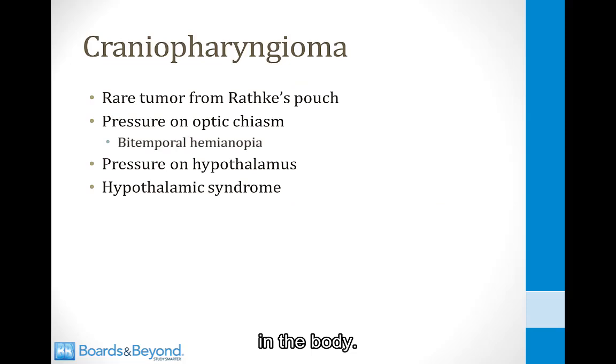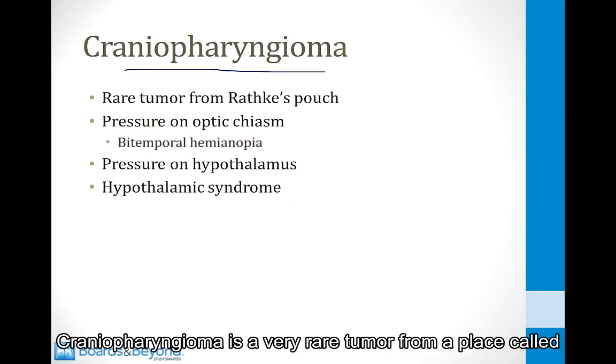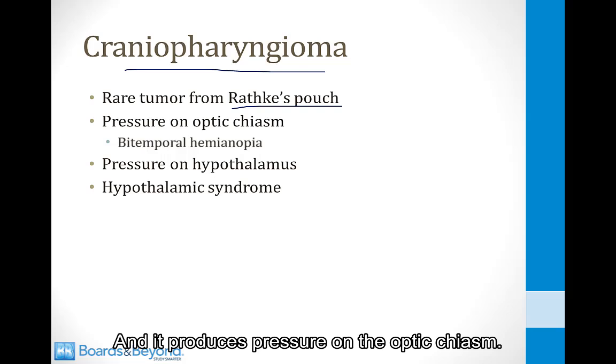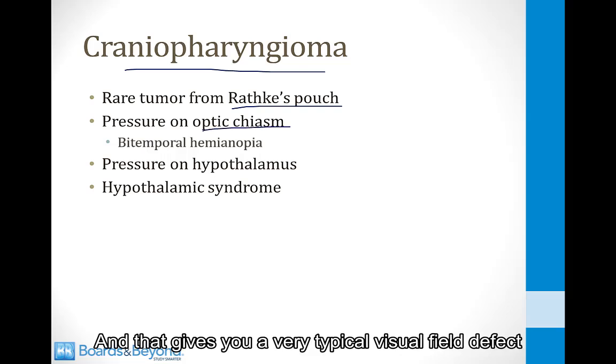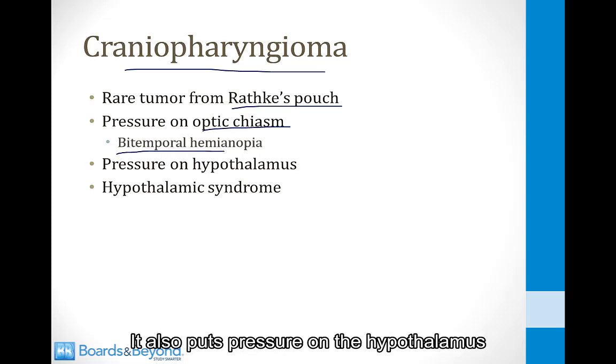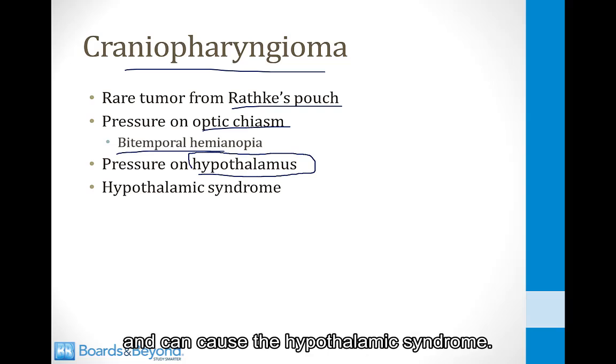Craniopharyngioma is a very rare tumor from a place called Rathke's pouch, which is an embryological structure, and it produces pressure on the optic chiasm, and that gives you a very typical visual field defect called bitemporal hemianopia. It also puts pressure on the hypothalamus and can cause the hypothalamic syndrome.